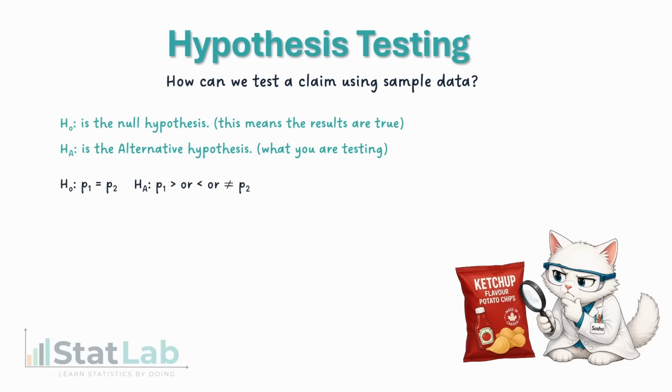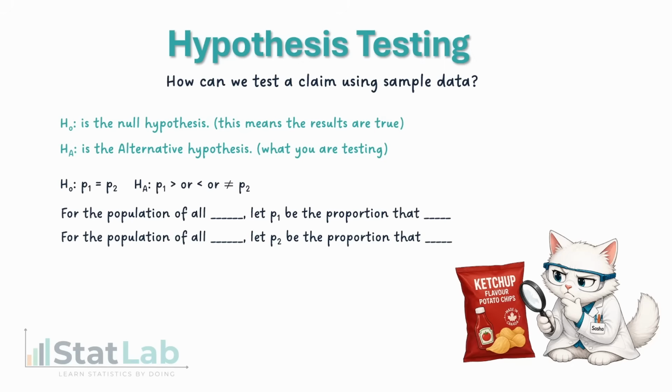So as before, we still have to define parameters, only this time we have two. Same as before, for the population of all, let P1 be the proportion. For the population of all, let P2 be the proportion, and fill in the blanks with your context.